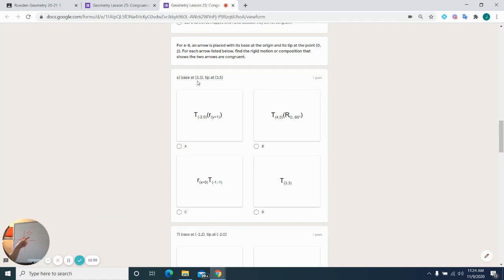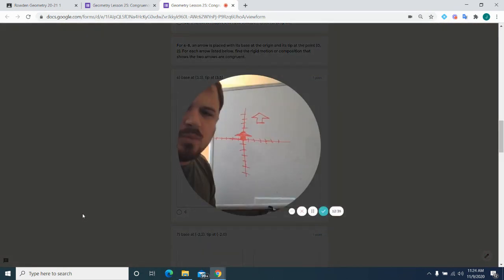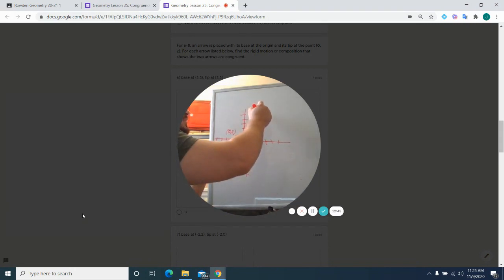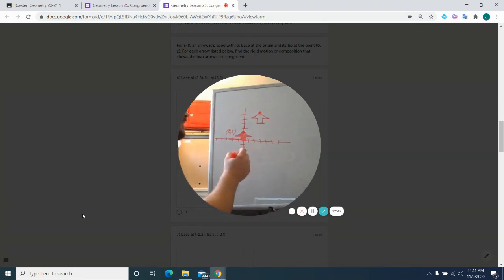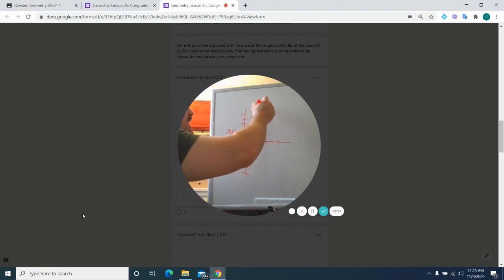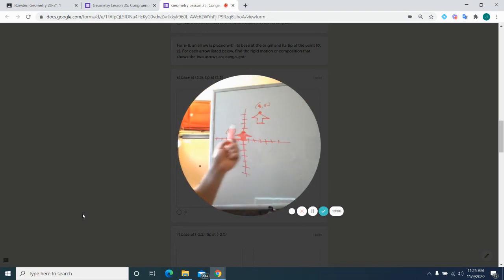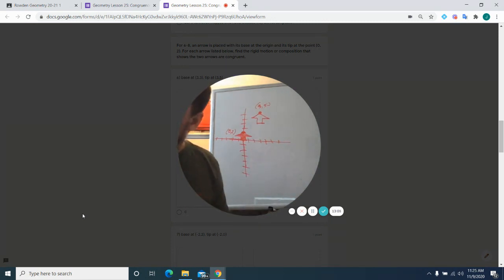So how do we move that over to that? We know that they're both the same figure. How do you move that one over to there? I'm going to just look at the tip. The tip is right here at 0, 2. This new tip is over here at 3, 5. Okay, so I want you to do this first. Press pause. I want you to try to figure out what rigid motion can get this to move to there. Okay, you go ahead and try it.